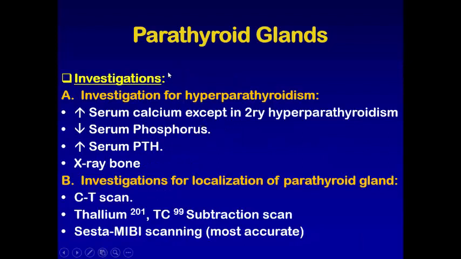What are the required investigations? We need a group of investigations to confirm hyperparathyroidism and a group of investigations to localize the cause of hyperparathyroidism. For confirmation of hyperparathyroidism, we need to do serum calcium. Usually there is increased serum calcium except in secondary hyperparathyroidism, which we call normocalcemic hyperparathyroidism. There is also decrease in serum phosphorus and increase in serum parathormone.